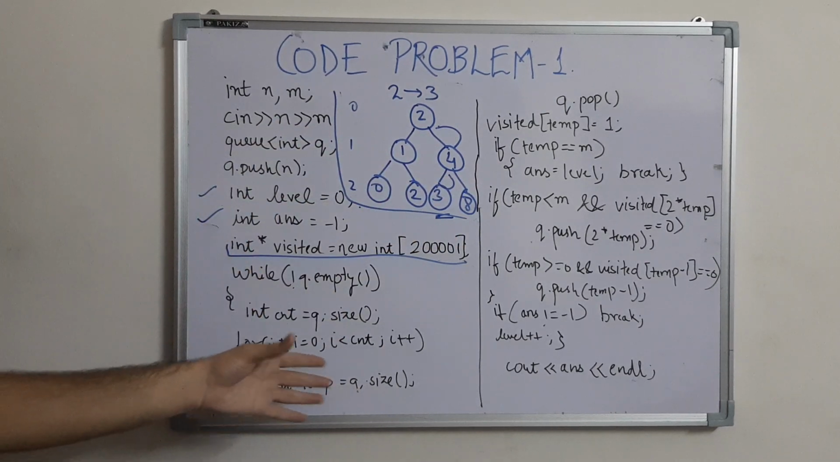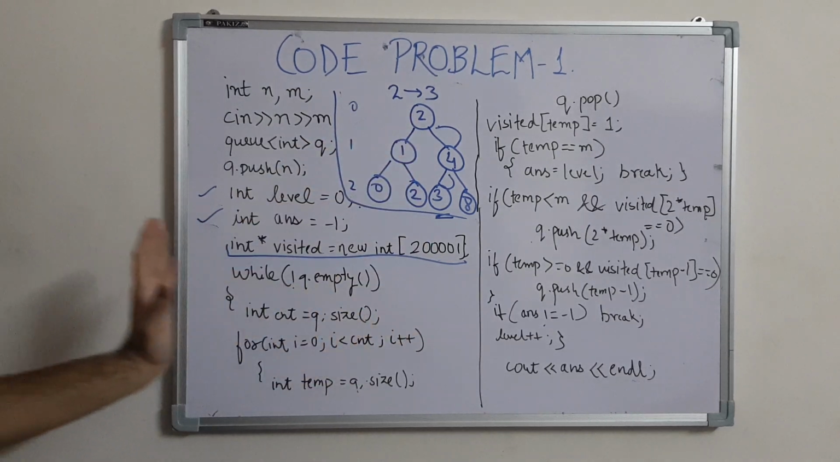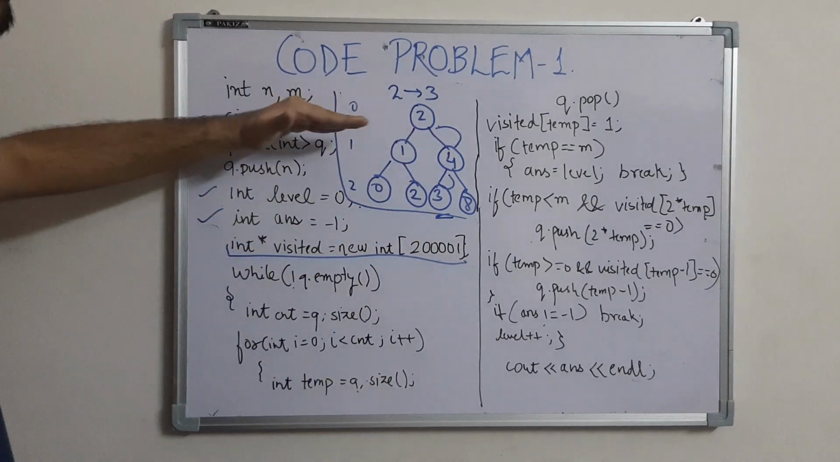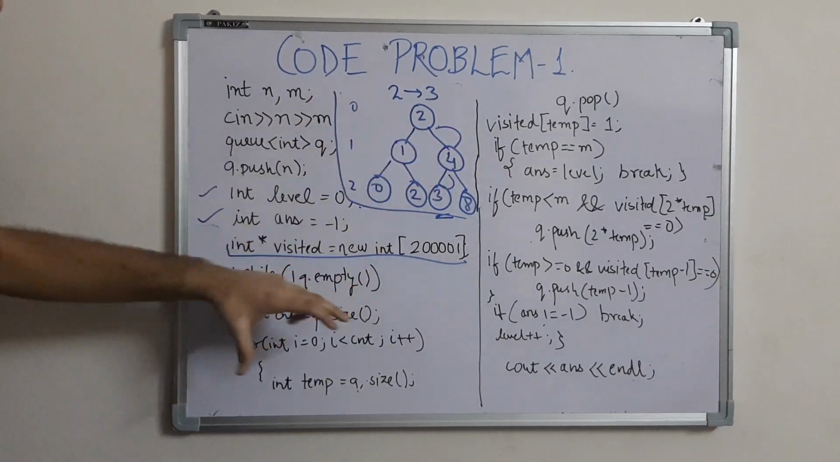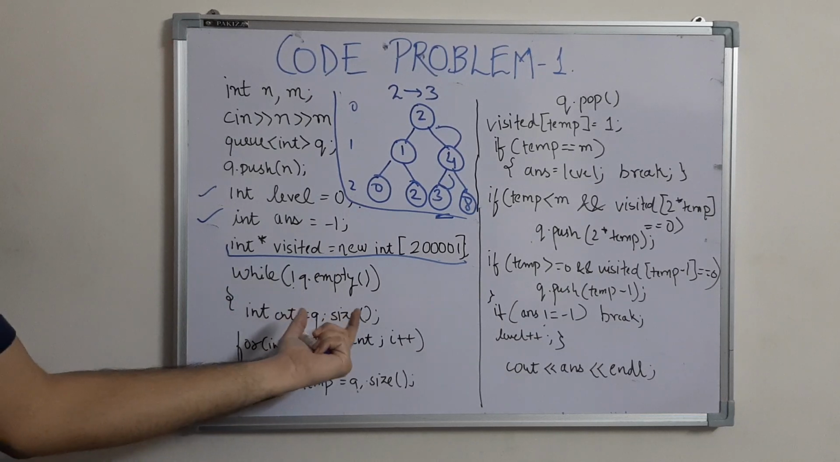So what I am doing is I am maintaining the size of the queue, and till the queue does not become empty, I am traversing it in a for loop, so that all the members of that particular level are traversed in a single for loop. So similarly I am doing this. I am maintaining a queue dot size.